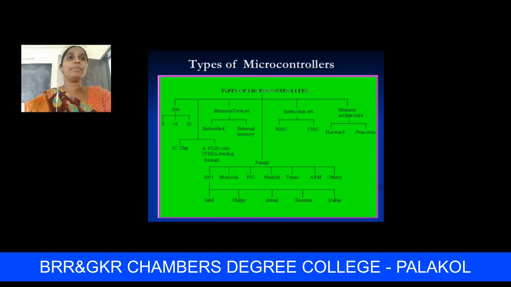Okay, next coming to the microcontroller families. The microcontroller families are the 8051 family, Motorola, PIC, Hitachi, Texas, ARM and others. Here 8051 is implemented by Intel, Motorola by Philips, Hitachi by Atmel, and Texas, ARM or Siemens and others. So many microcontrollers are available nowadays in our market.